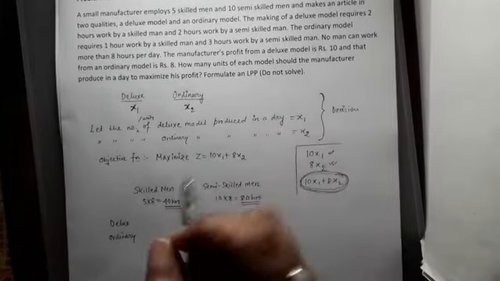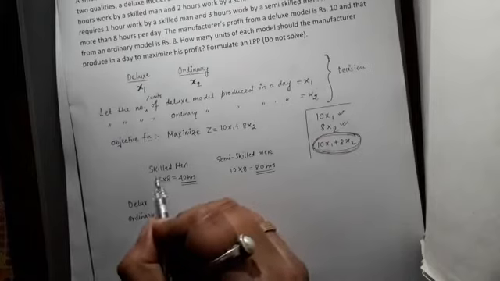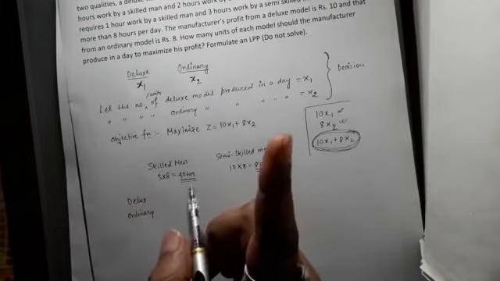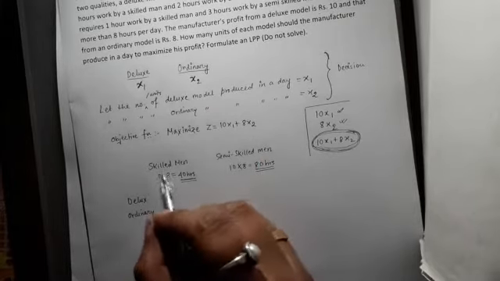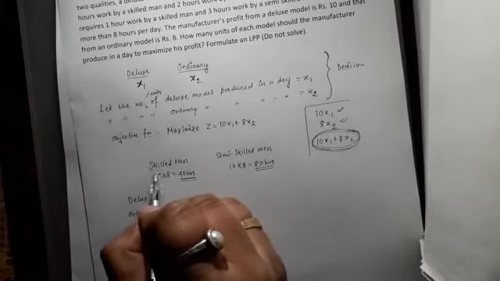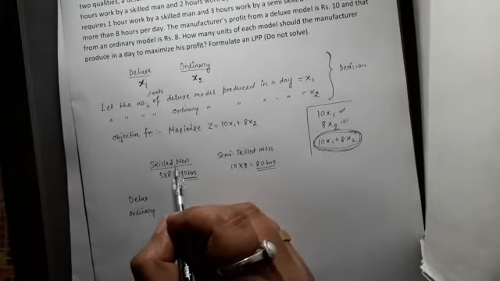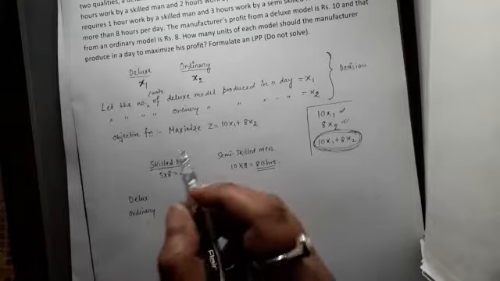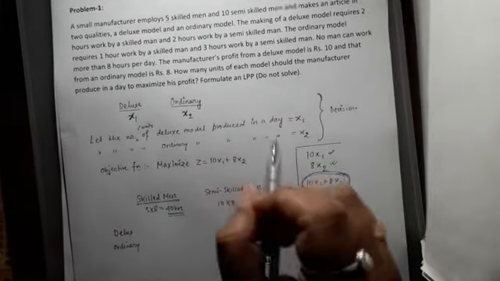Now think like this: what is the total amount of time required for making 1 unit of the deluxe model and the ordinary model? First consider the skilled man. What is the total amount of time that should be given by a skilled man to make the deluxe model and the ordinary model? So we are only considering skilled men for the first time.